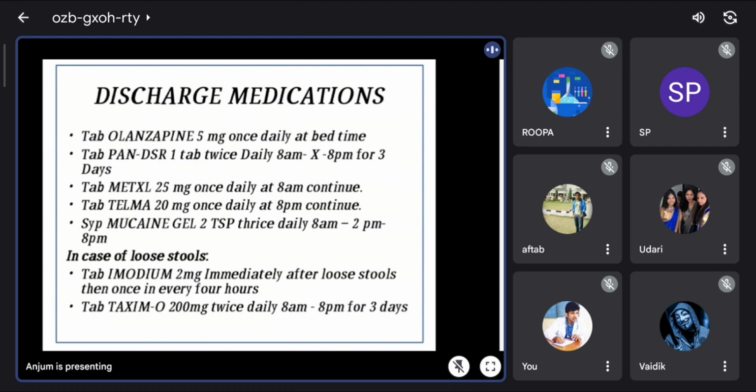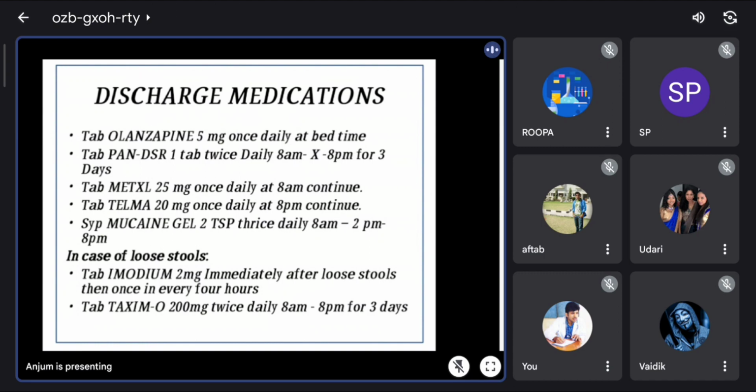Further, in case of loose stools, we have suggested that whenever he experiences loose stools, he take Imodium. What is Imodium? It's loperamide, 2 mg immediately after loose stools, and it should be taken every 4 hours until the loose stool subsides.